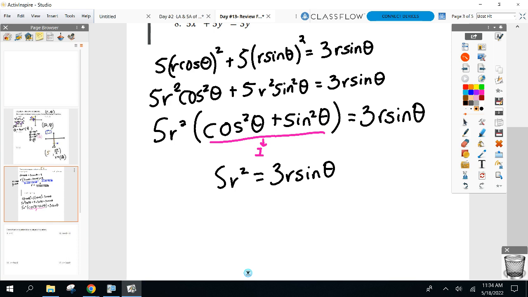But what did we say? It's got to be r equals, right? R equals all by itself. Think about every move we've made this unit. How can I get r by itself?